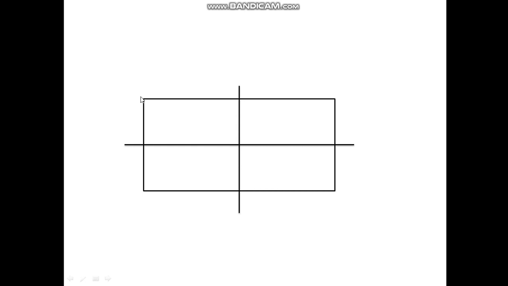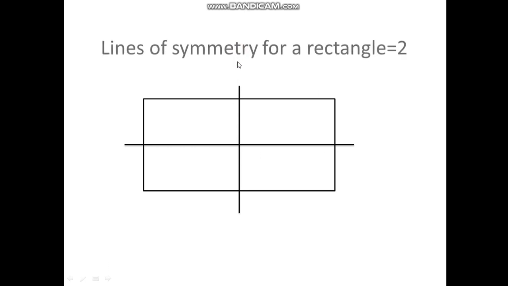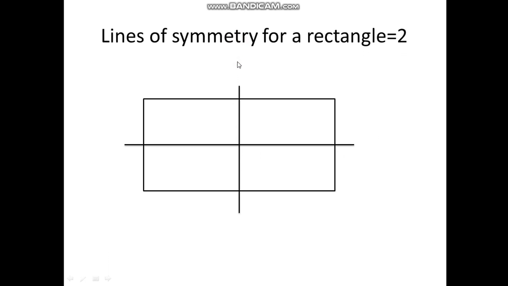We cannot draw along the diagonal. Why? Because if you take an A4 size paper or a rectangular piece of paper and fold it diagonally, you cannot make it into 2 equal parts. So the only possible way is to fold like this or another way. So lines of symmetry for a rectangle is equal to 2.